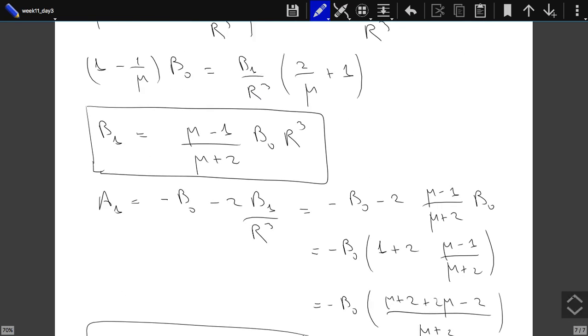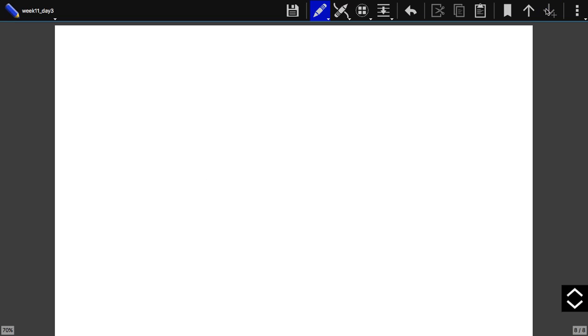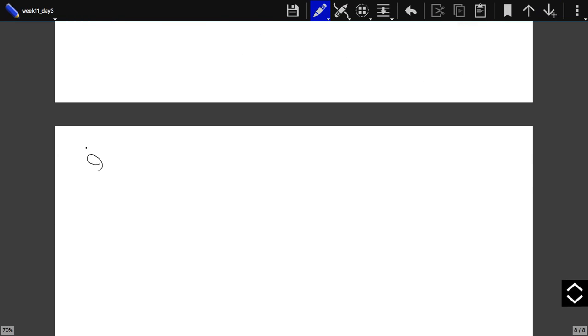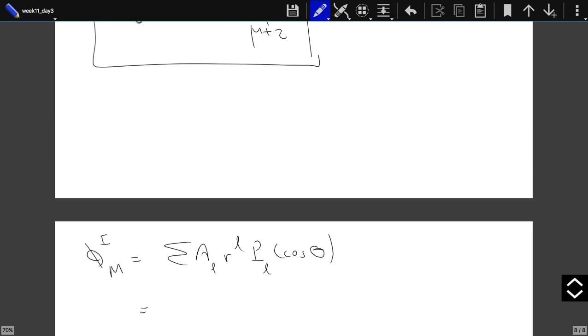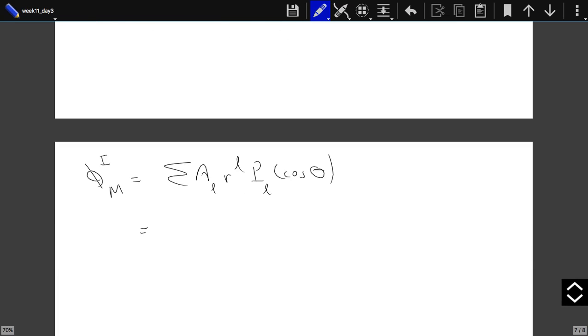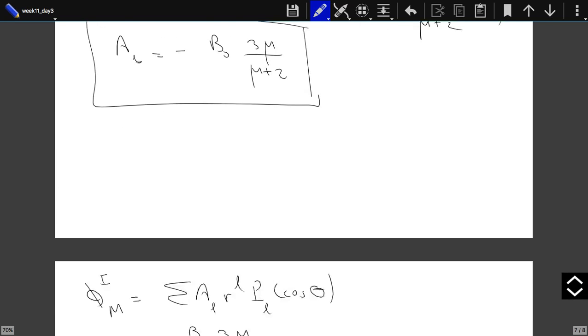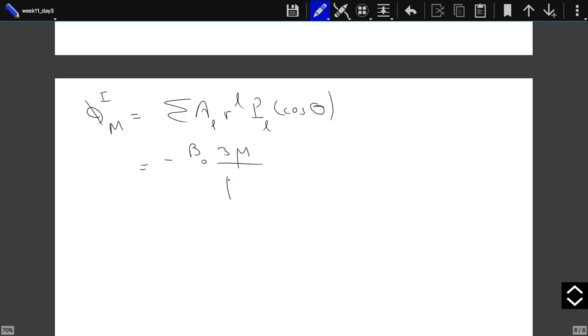This is my B1. Now I know everything. Let me write my potentials. Phi 1, this was, if you remember, A_L R to the L P_L of cosine theta. Only the L equal to 1 term survives. So this is equal to, well, A1 is minus B0 times 3 mu over mu plus 2 times R cosine theta.